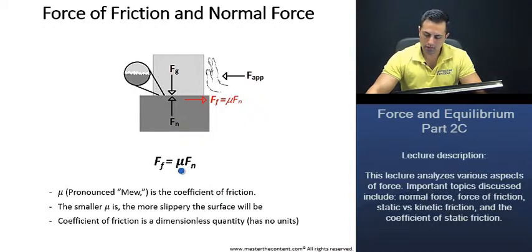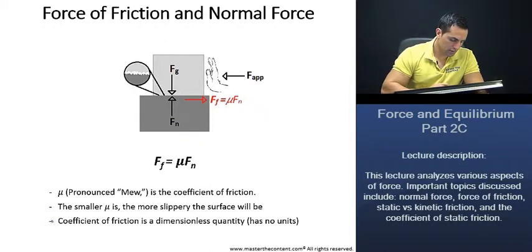And what else can we know about the coefficient of friction? Well, let's take a look. The smaller the coefficient of friction, or mu, is, the more slippery the surface will be. One other point about mu is, since mu is just the ratio of the force of friction over the normal force, your coefficient of friction is a dimensionless quantity, and it has no units. That's what our last point here is telling us. Okay, great. Let's go ahead and build on this on our next slide.